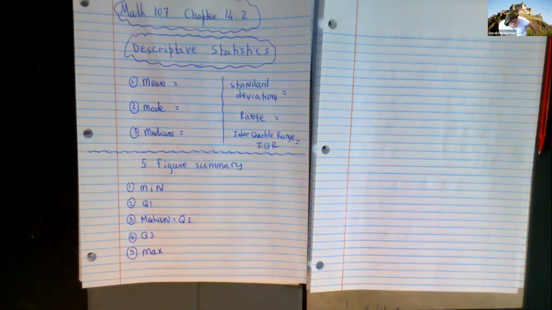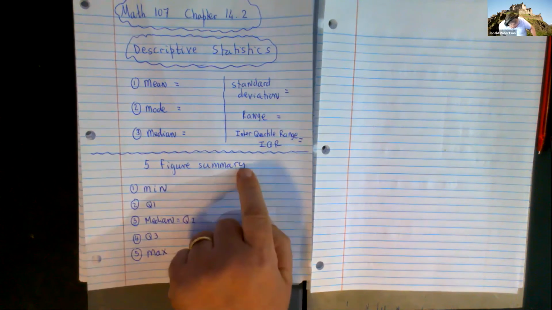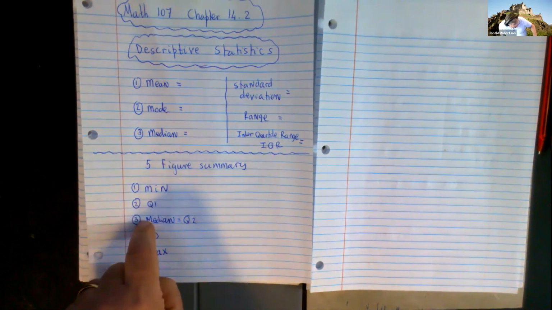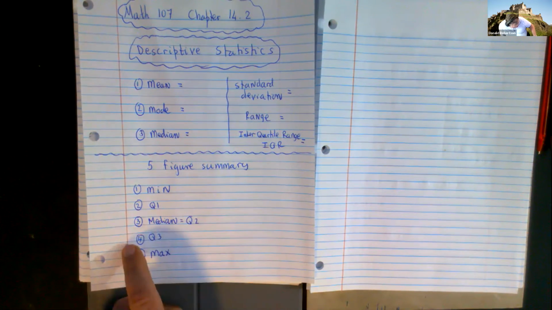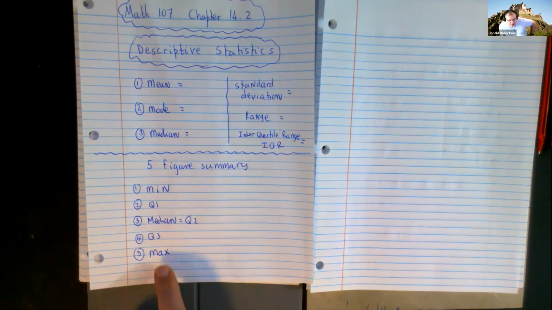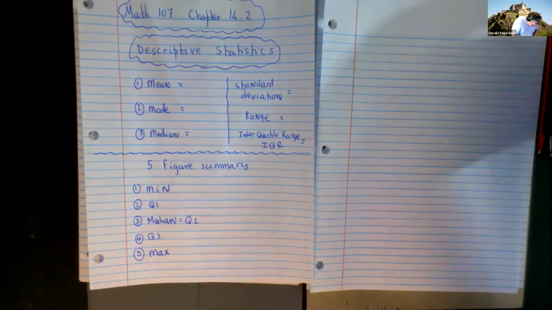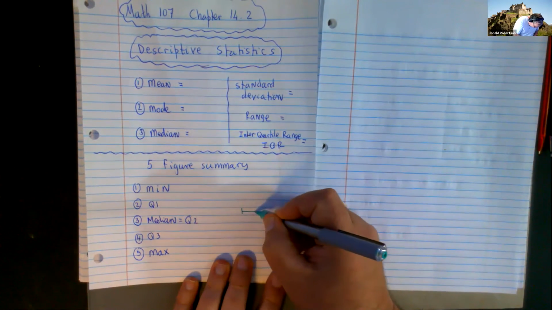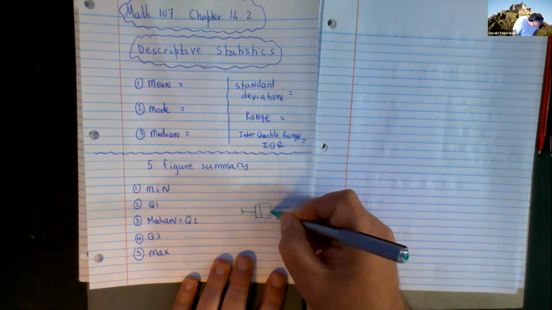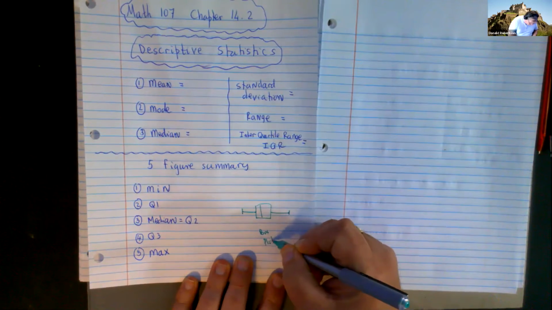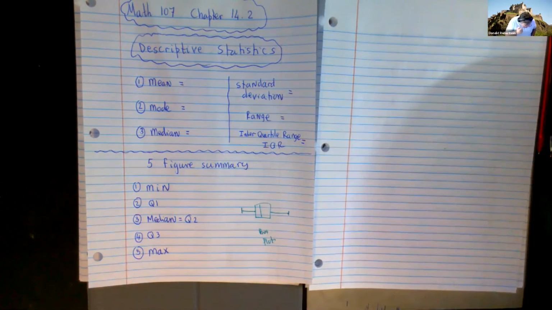And here's some more descriptive statistics. These are called the 5-figure summary: min, Q1, the median, which is also called Q2, Q3, and finally the max. And the 5-figure summary is very often collected so you can create what's called a box plot. That's one of the reasons that we collect that, at least.